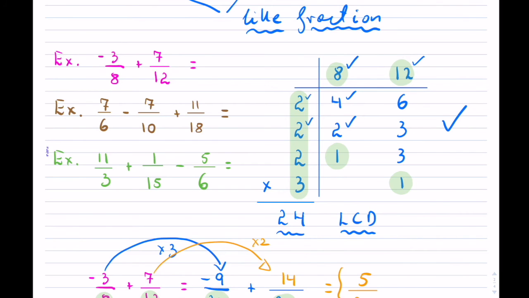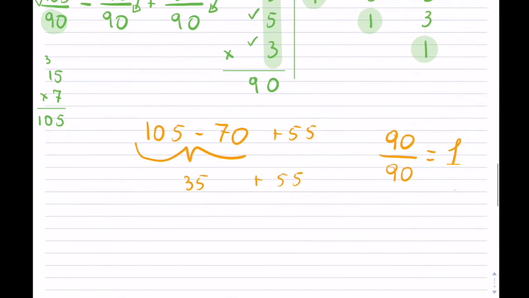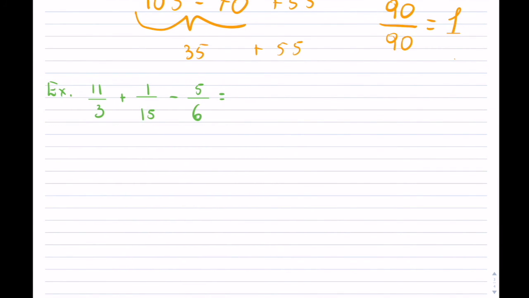So in the third example, which is this one, let's proceed with exactly the same steps. So I have 3, 15, and 6. Well, that's not going to work. So let's try to see if I can find the lowest common denominator by using the method of primes. So what is a prime that goes into 3? Obviously, it's 3. So that reduces the 3 right away.